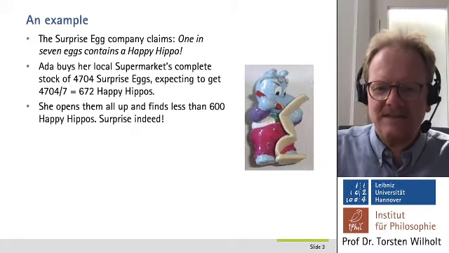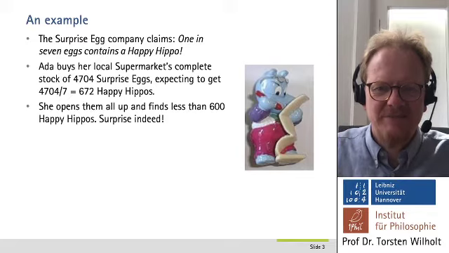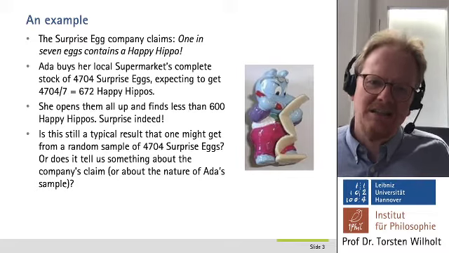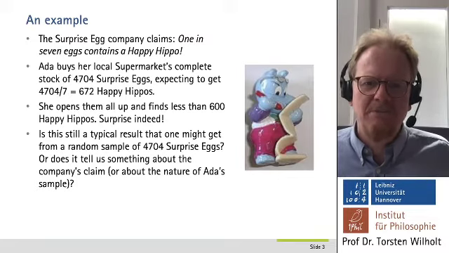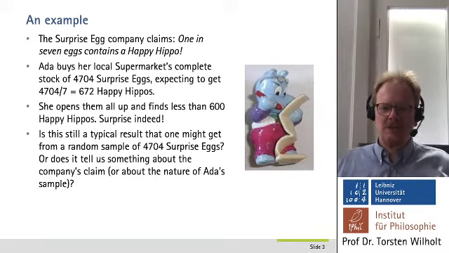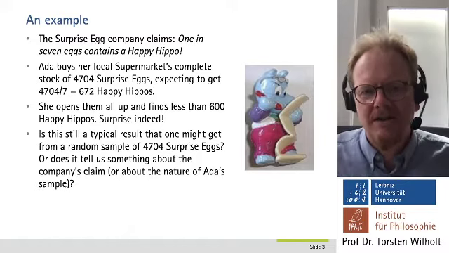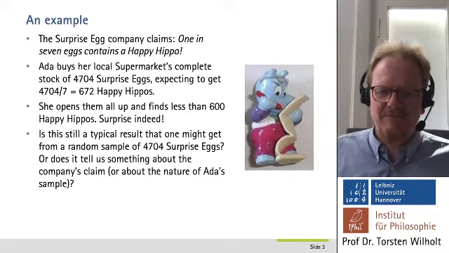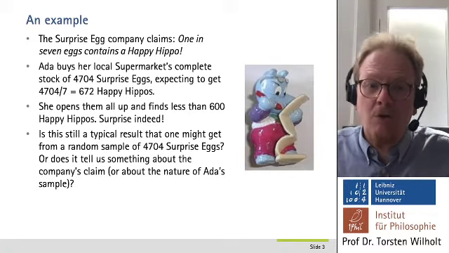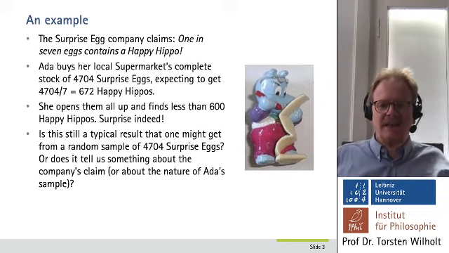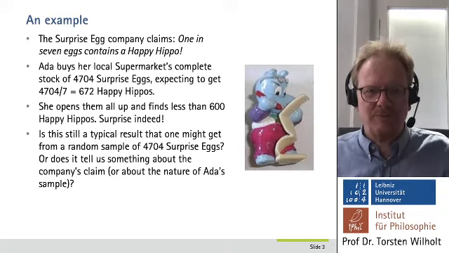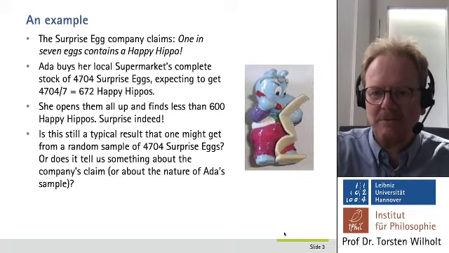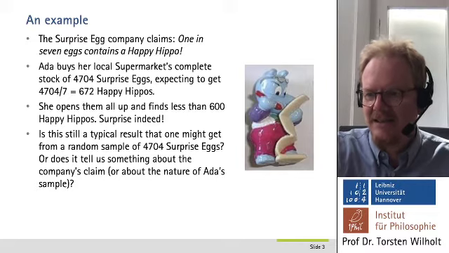So the question now is, what does this result mean? Is this still a typical result that one might get from a random sample of 4,704 surprise eggs? Or does it tell us something about the company's claim, that it may not be true, for example? Or about the nature of Ada's sample, that somebody has already gone through the supermarket's stock and has somehow found a way to pick out the happy hippo surprise eggs.